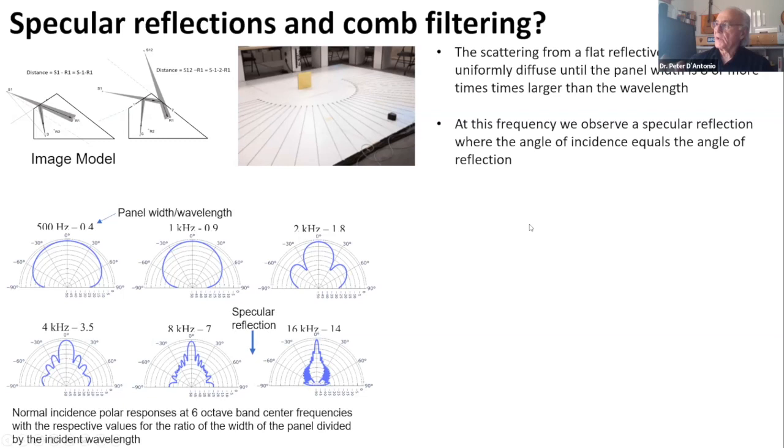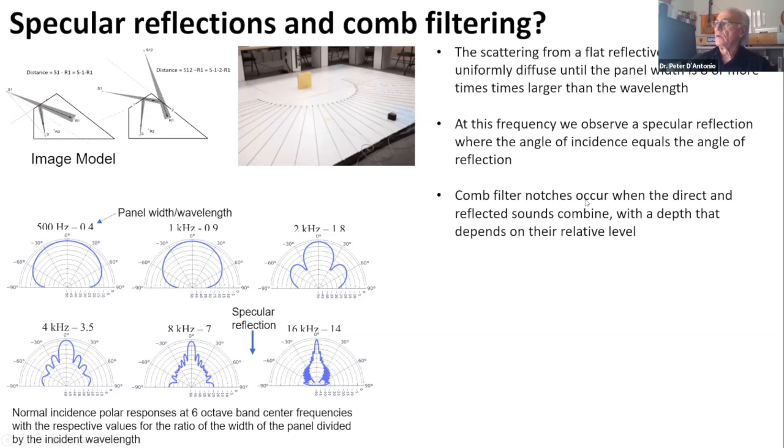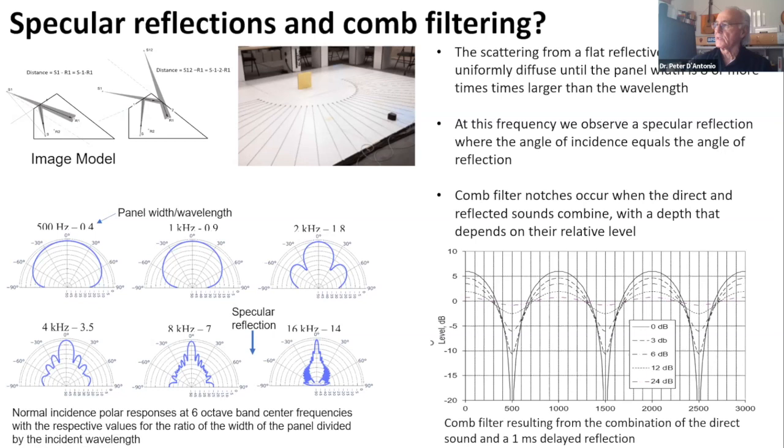And at this frequency, a specular reflection occurs where the angle of incidence equals the angle of reflection, as most are familiar with. And this unfortunately causes comb filtering when this delayed reflection constructively interferes with the direct sound at the listening position. And this results in comb filtering, which is called that because it looks like the teeth of a comb in a linear plot. And the depth of this comb filtering depends upon the relative level between the direct sound and the reflection. And when they're equal, you get an infinite depth.